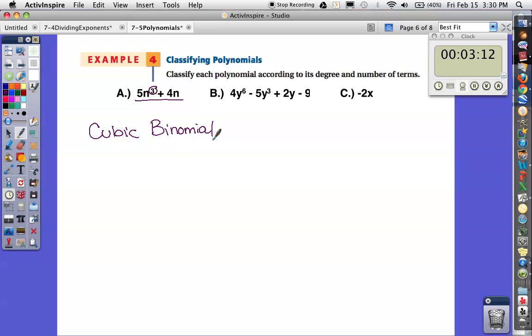Next one, highest degree is, it's already in standard form for you, so you're looking at the first one. It's a 6th degree, and then it has 1, 2, 3, 4 terms, so it's a 6th degree polynomial. Last one, guys. What do we call this one? What's the degree again? If it's not written, it has an exponent of 1, so it's a linear. And how many terms do you see? Just 1, so it's a linear monomial.